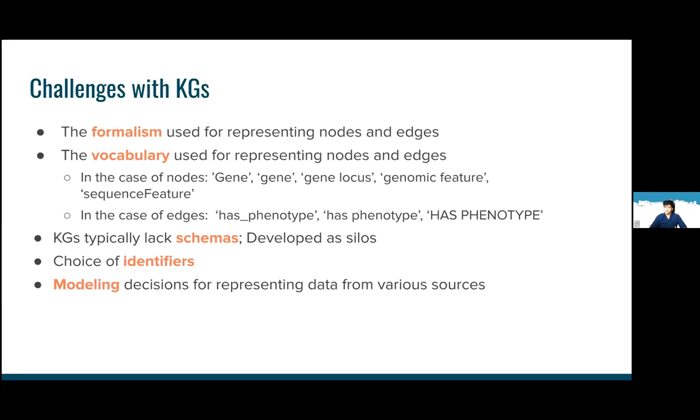And the modeling decisions used to represent data from various sources can be different across graphs. For example, one group may transform a particular data source in one particular way, and another group may do it in a slightly different way that breaks how you try to integrate these 2 graphs together.